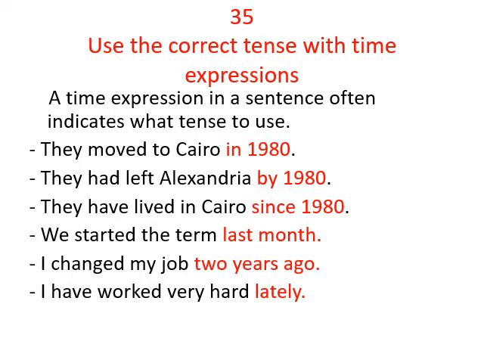طيب they had left Alexandria by 1980. by 1980 يعني على ما وصلنا 1980، يبقى الحاجة اللي قبله تبقى إيه؟ past perfect had left. They have lived in Cairo since 1980. since 1980 كلمة since يعني زي ما بنقول بالعربي منذ، يعني منذ دي يعني something in the past until now. طيب if something is true of the past and the present يبقى هستعمل the present perfect. They have lived in Cairo since 1980.